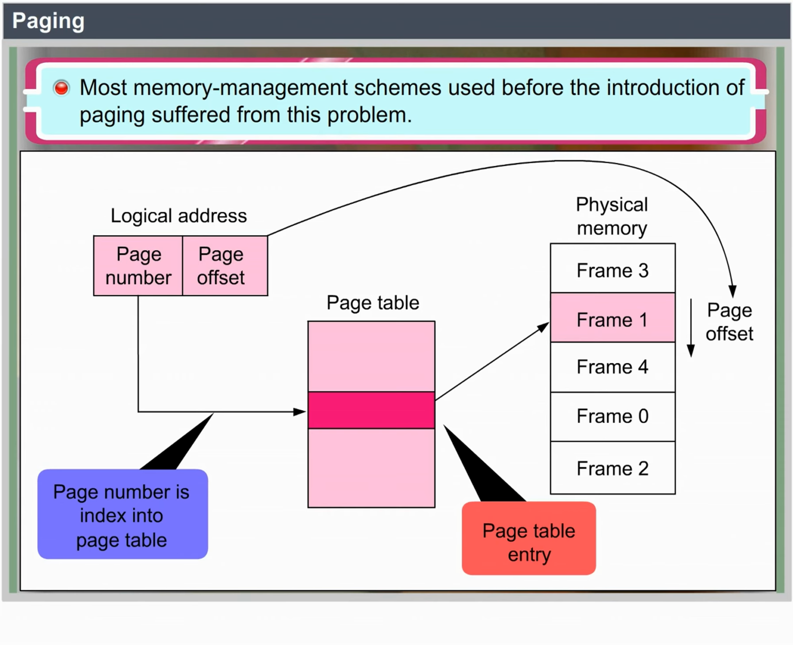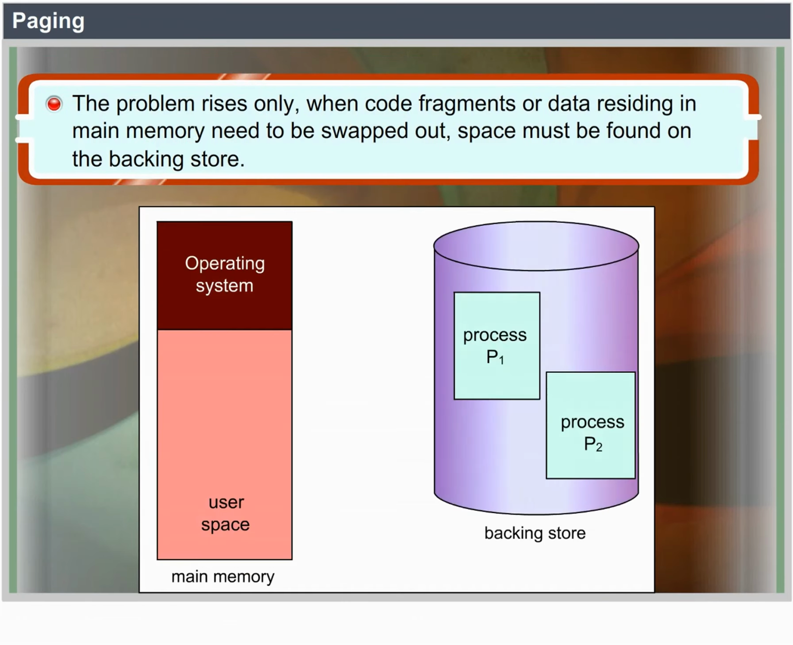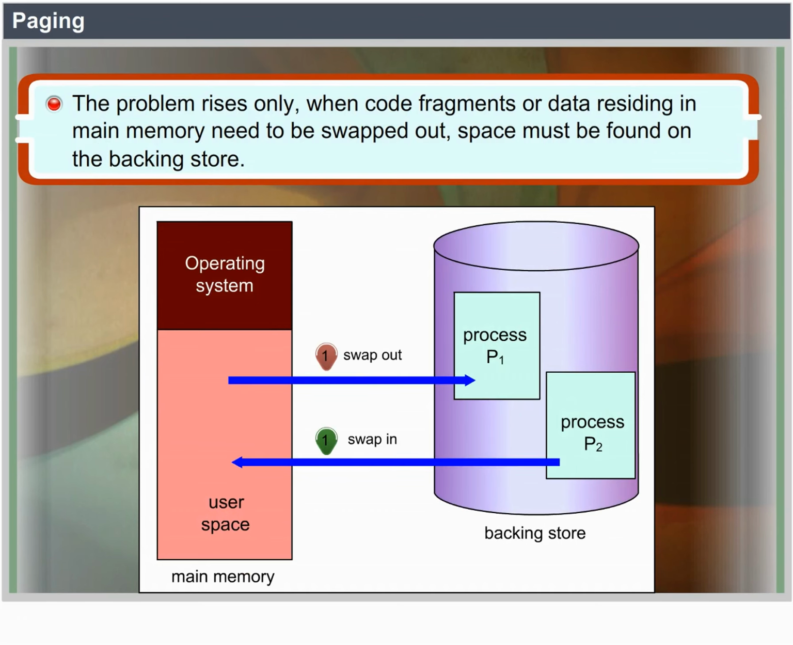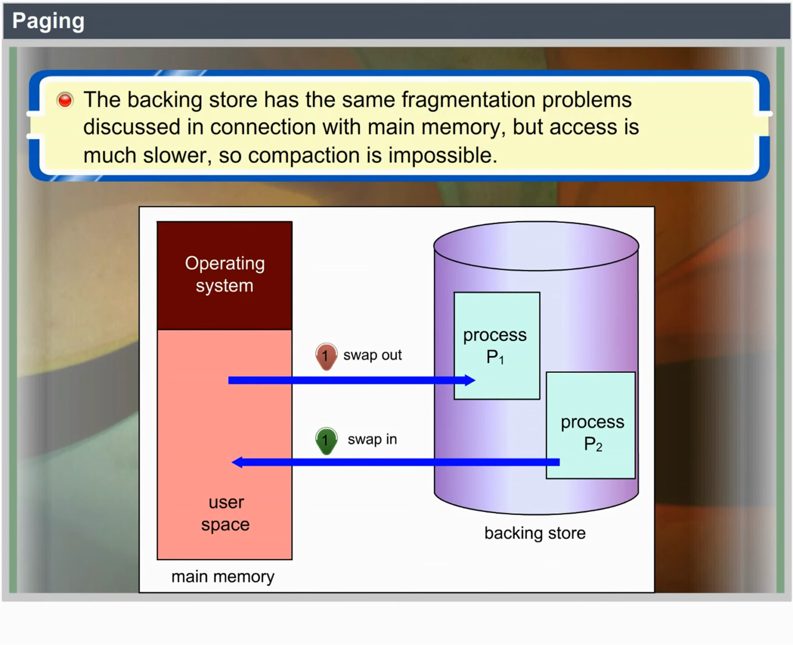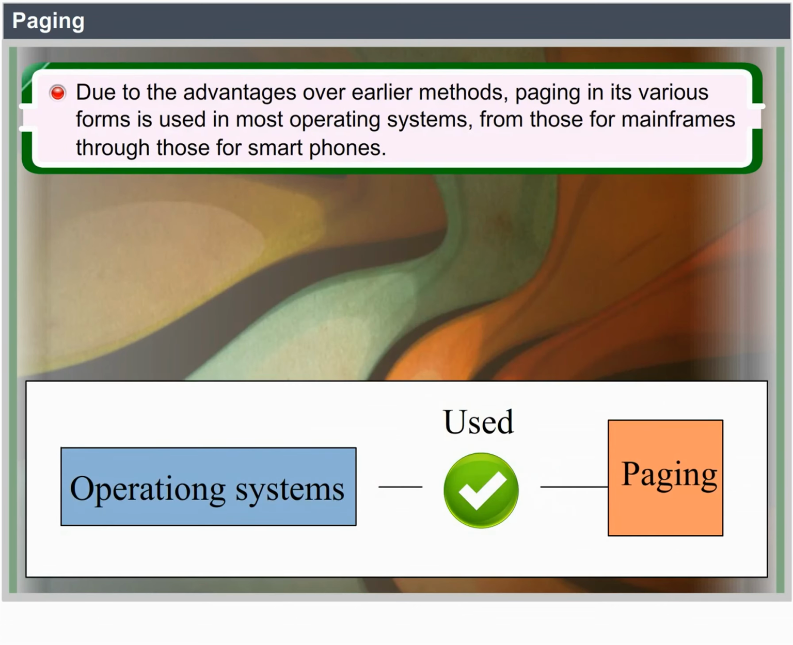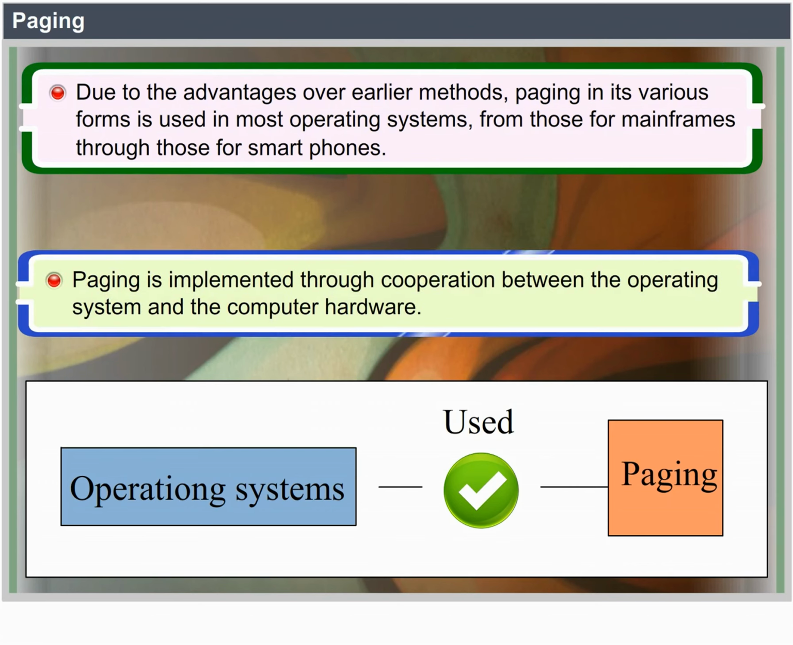The problem arises because when code fragments or data residing in main memory need to be swapped out, space must be found on the backing store. The backing store has the same fragmentation problems discussed in connection with main memory, but access is much slower, so compaction is impossible. Because of its advantages over earlier methods, paging in its various forms is used in most operating systems, from those for mainframes through those for smartphones. Paging is implemented through cooperation between the operating system and the computer hardware.